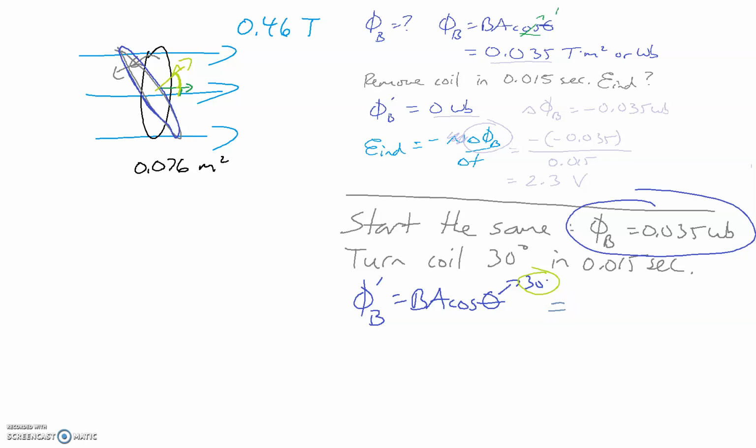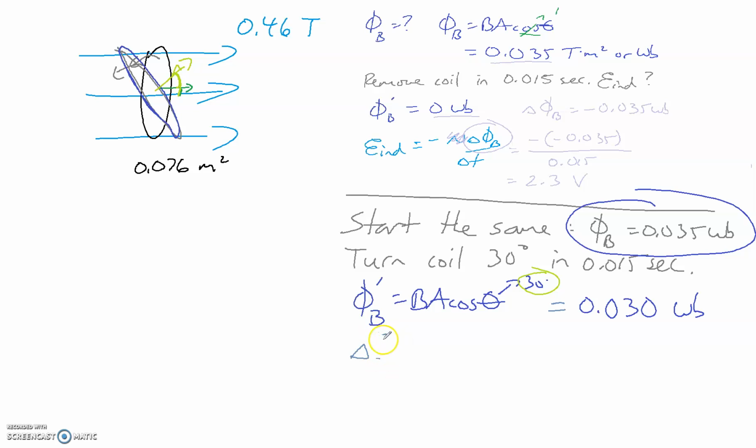All right, so I've got my BA cos theta. My B has not changed, I still have my 0.46 for that. My area has not changed, and then I'm going to multiply that by the cos of 30. And I will get a flux of 0.030 Webers. As you can see, it didn't change much, which makes sense based on the diagram and how it's set up. Now I don't want the flux that I have. It's all about the change in flux. So if I look at my change in flux, oops, I want a phi there, not a B.